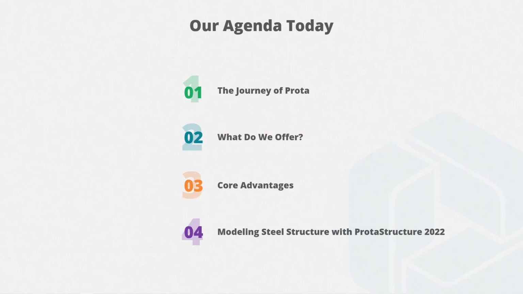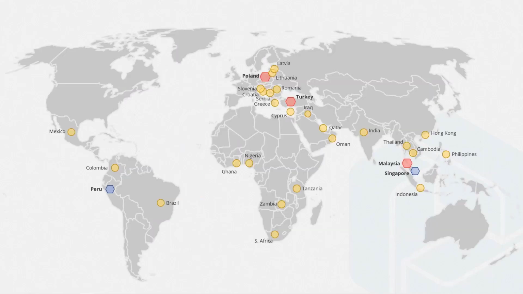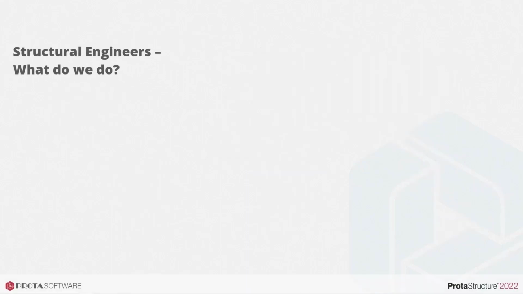I will quickly talk about the journey of Prota and what we offer and the core advantage of our software technologies. I will then hand over to Mr. Sarp for the demonstration of our solutions. Here on this map, you can see our offices and partners around the world. Today, we operate with more than 14 offices located in Poland, Peru, Turkey, Malaysia, Singapore, and Philippines.